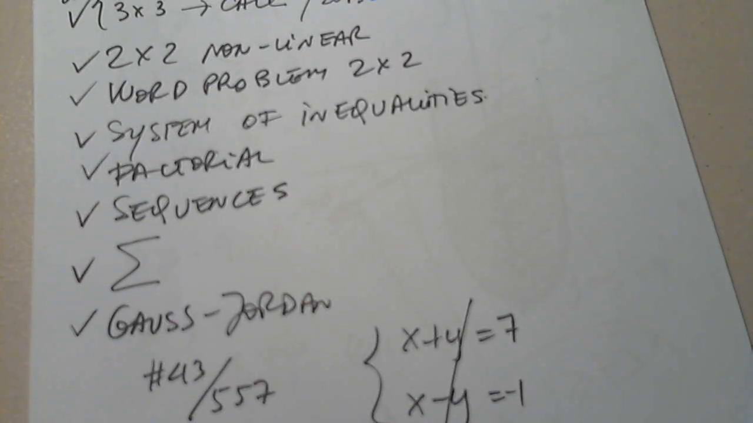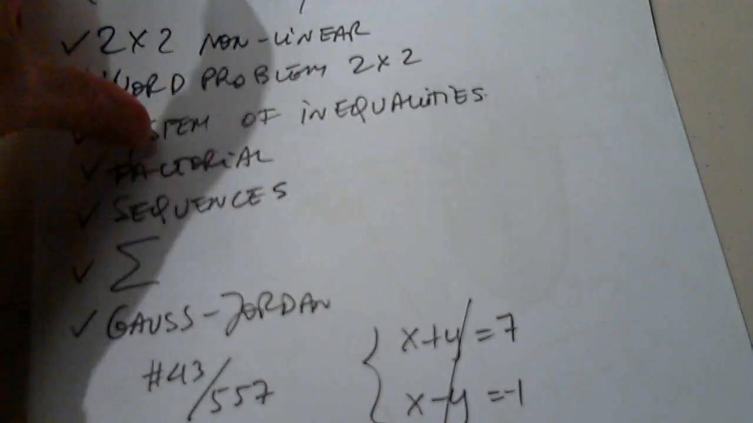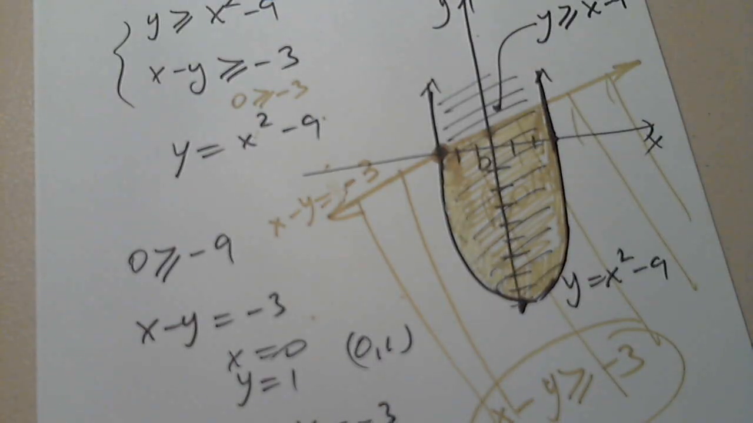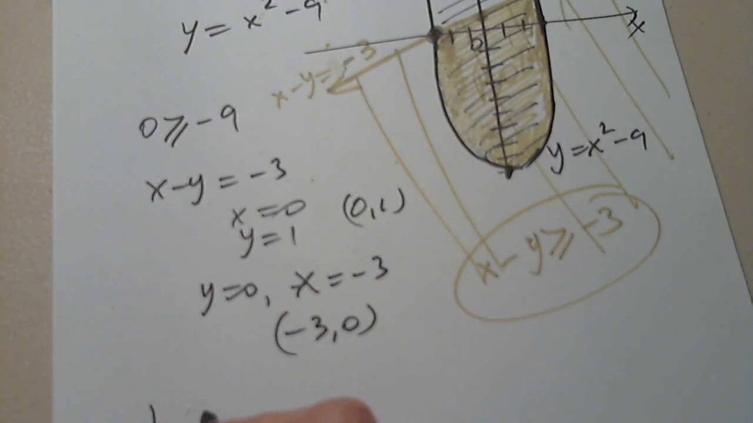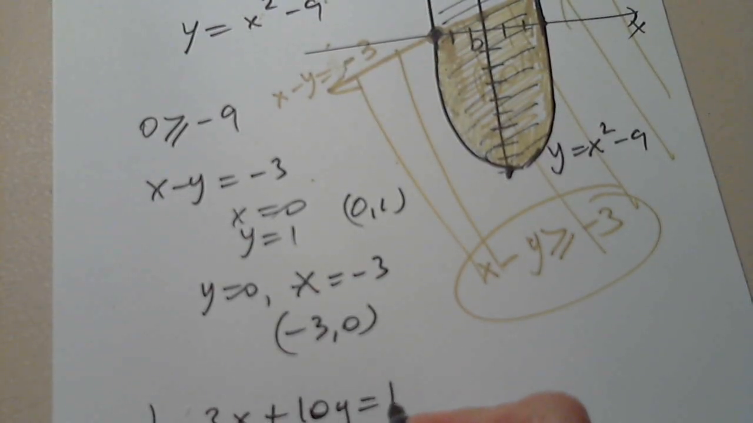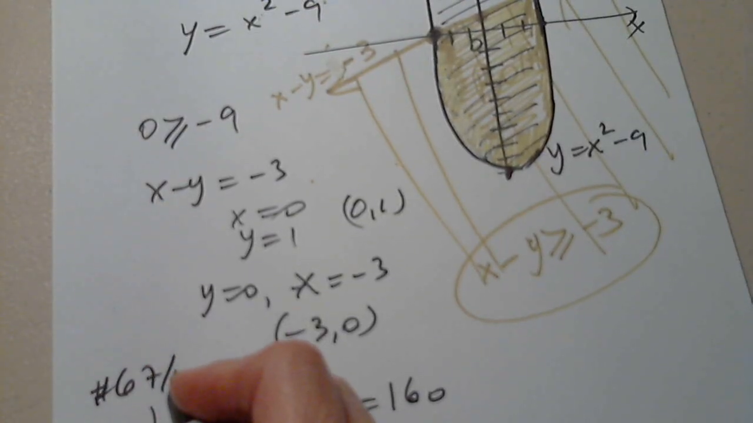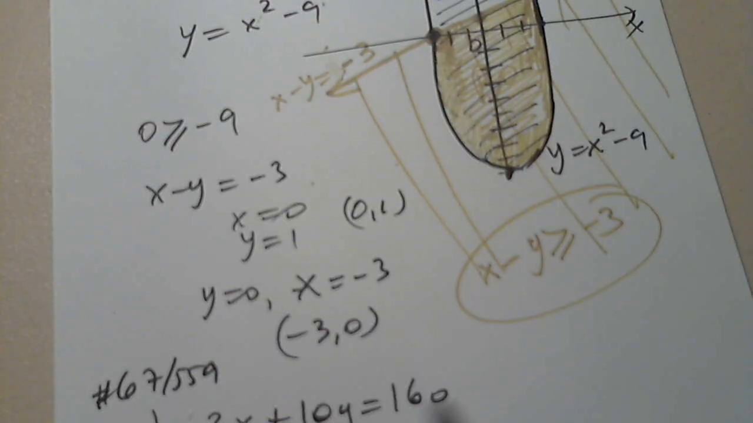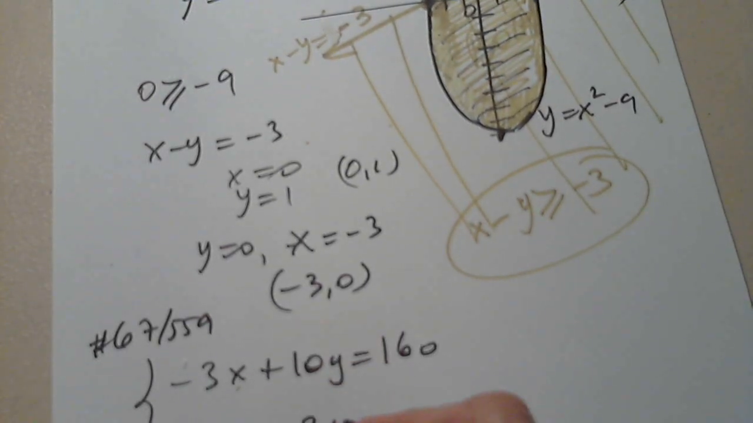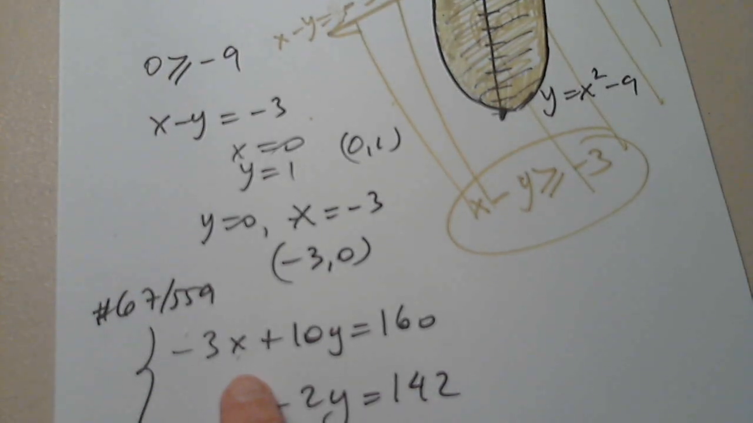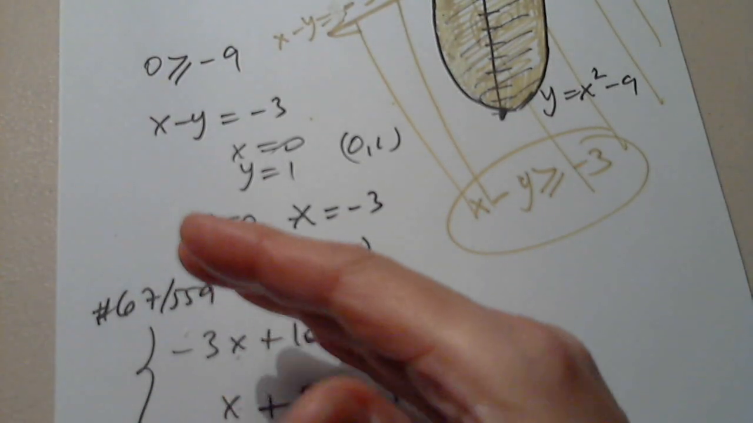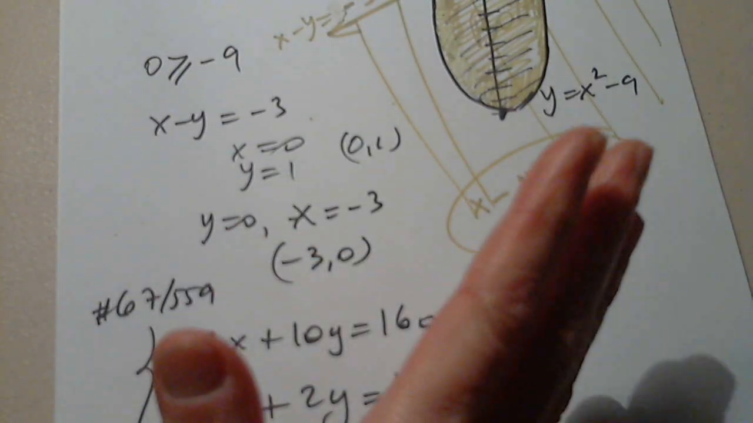Okay? So any suggestions on how to address this? So we have a system, and the system is negative 3x plus 10y equals 160. And this is problem 67 on page 559. Okay. And the other equation is x plus 2y equals 142. So how will you find basically the point of intersection? As you see, this one is a linear function with a negative slope. This one is a linear function with a positive slope.